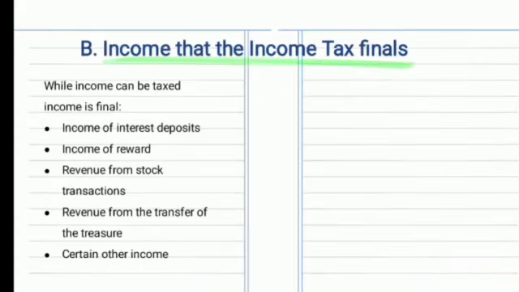B. Income that is subject to final income tax. Which income can be taxed? Income is final. Income of interest deposit, income of reward, revenue from stock transaction, revenue from the transfer of the treasurer, and other income.